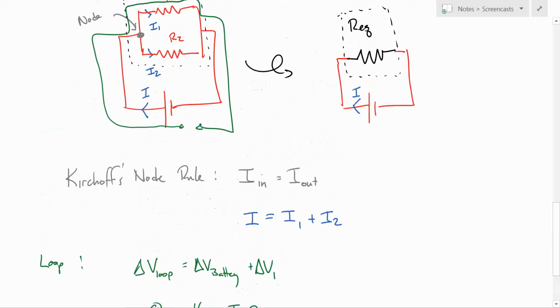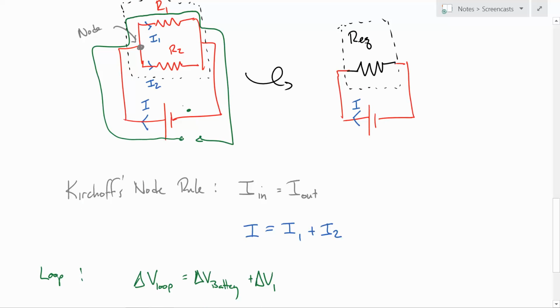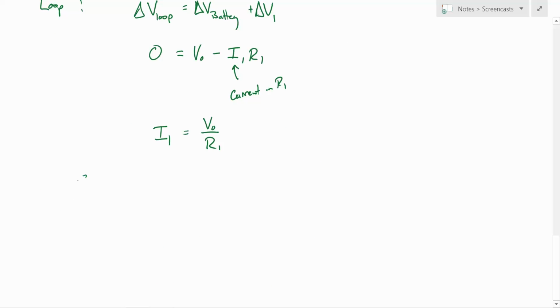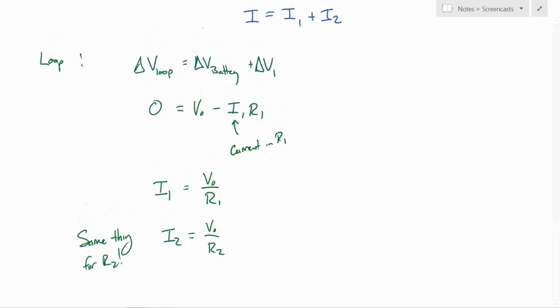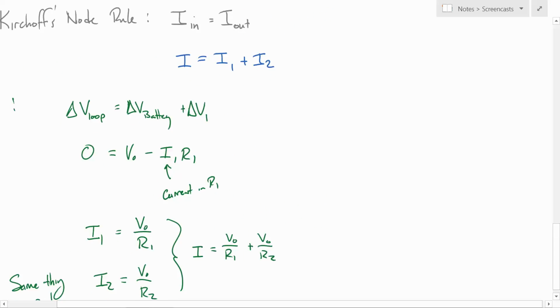I can do the same thing for R2. Start here, go around, take the lower route. So I2 is equal to V0 over R2, which means that I is equal to V0 over R1 plus V0 over R2. Alright, it's not too bad.